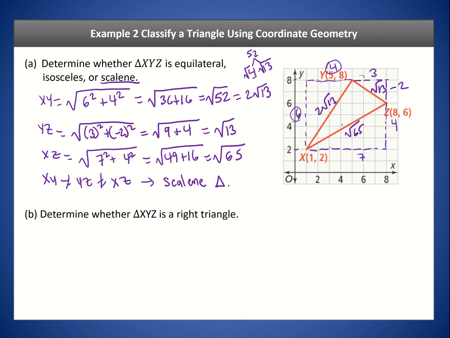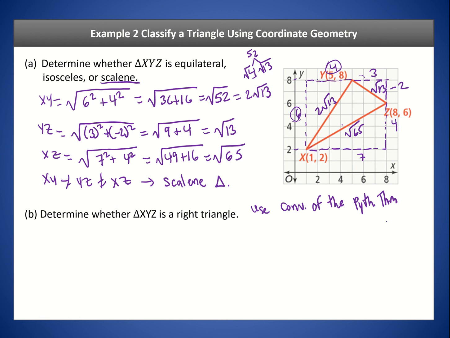All right, so determine whether triangle XYZ is a right triangle. Now, we showed you how to do this by using slopes. But this time, I'm going to show you how to do this using the Pythagorean theorem, the converse of the Pythagorean theorem. Now, the converse of the Pythagorean theorem states that if a squared plus b squared equals c squared for the sides of a triangle, then that means that the triangle is a right triangle.